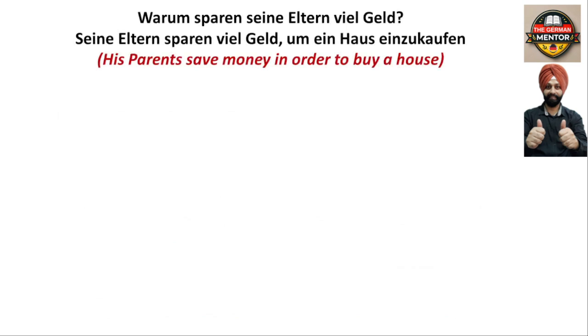Seine Eltern sparen viel Geld, ein Haus einzukaufen. His parents save money in order to buy a house. So there is a purpose to save the money because they intend, they wish to buy their own house.